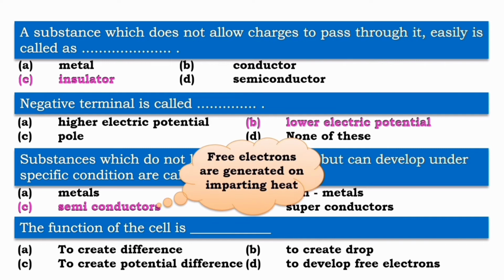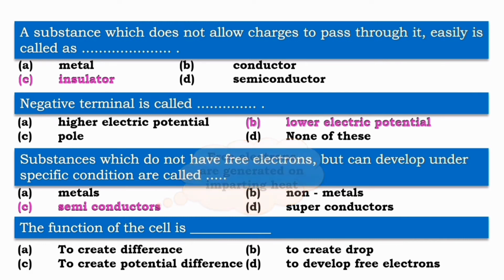Because the free electrons are generated on imparting heat. So these electrons normally do not flow at room temperature. Only under specific conditions, like by imparting heat or by giving heat, will these free electrons be generated.